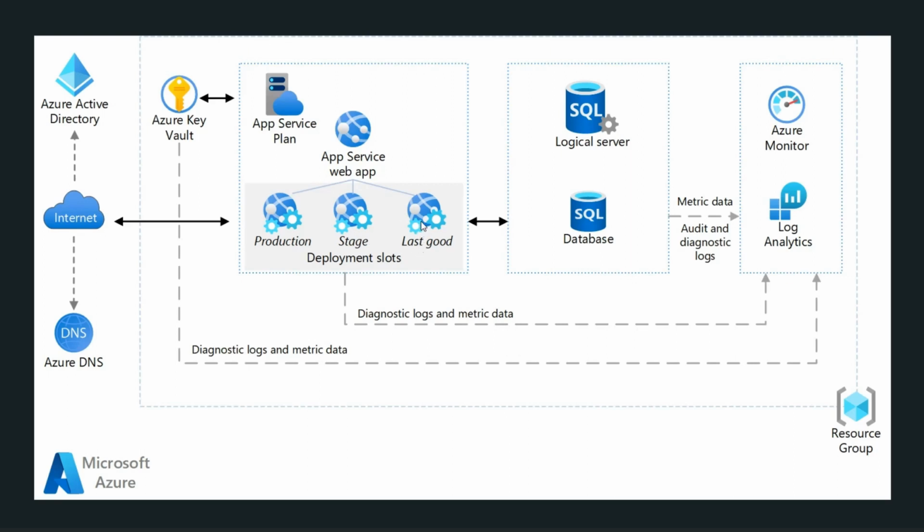you can make that slot the production slot by the swapping option. We will see in the demo how we can do that. You can also use Azure Key Vault for storing the SSL certificate, and that can be used in the web apps as well.